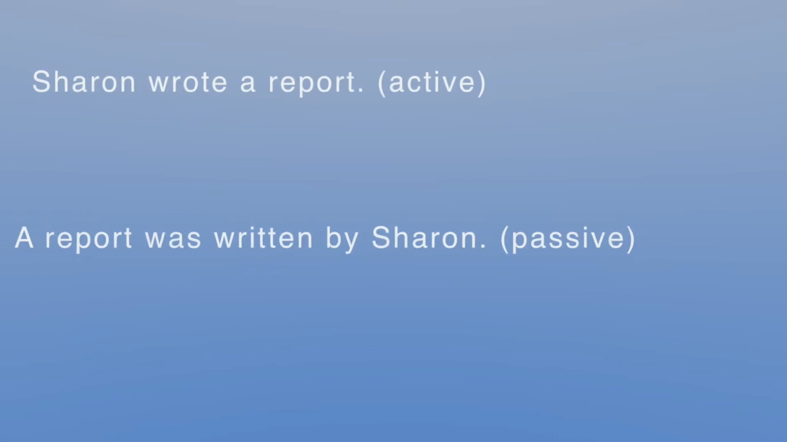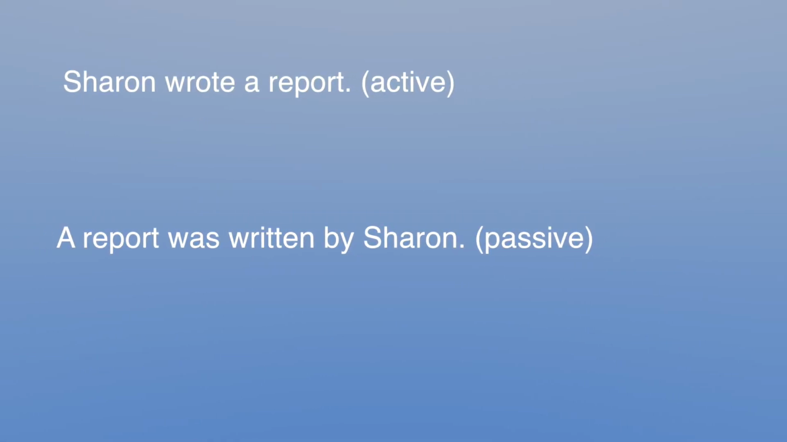Let's have a look at the example. Compare these two sentences. Sharon wrote a report, which is an active sentence, and a report was written by Sharon, which is a passive sentence. In the active sentence, we have a subject, Sharon, verb, wrote, in past simple tense, and the object is a report. What do we do? We take the object, a report, and make it a subject of the passive sentence.